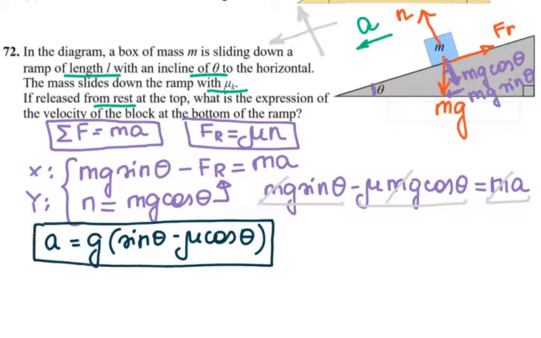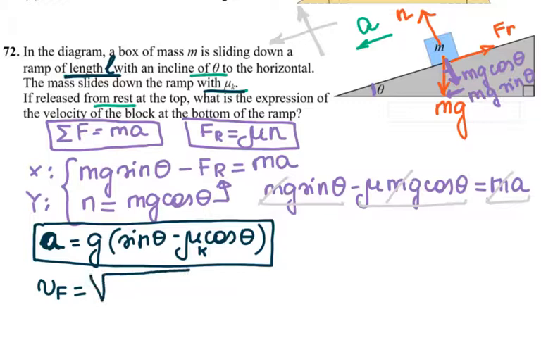And I also know the distance is given. The distance is L. And they call it mu kinetic, so I can just put kinetic friction there. And they give you the length. So I know the acceleration and I know the distance. They give me the length of the incline. So I can find the final velocity with the square root of 2ad.